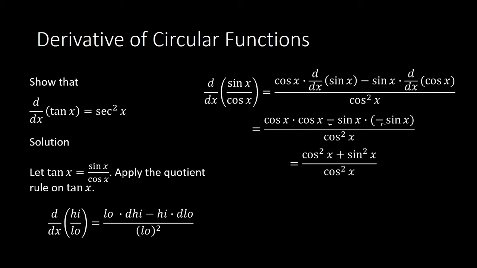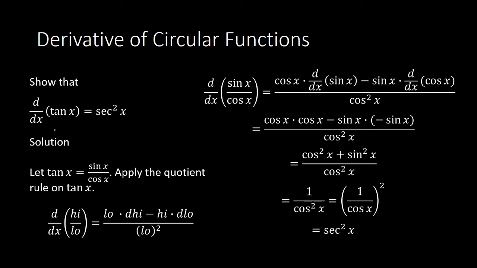So it's going to be the square of cosine plus the square of sine. And you know what this is equal to? This is equal to 1. So it is equal to 1 over the square of cosine of x. But that is the same as the square of 1 over cosine of x. And you know what that is equal to? That is equal to the square of secant of x.